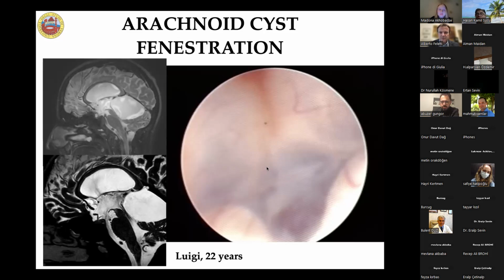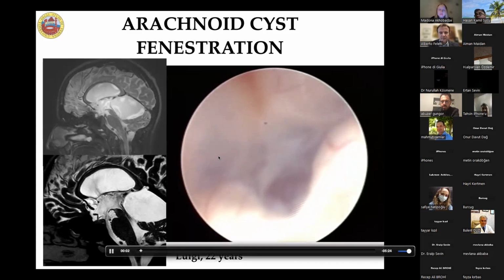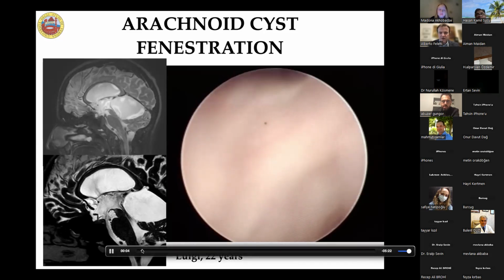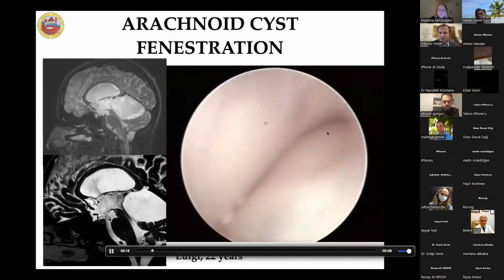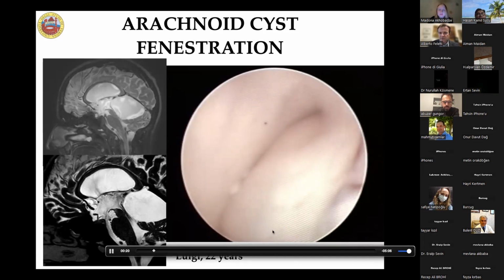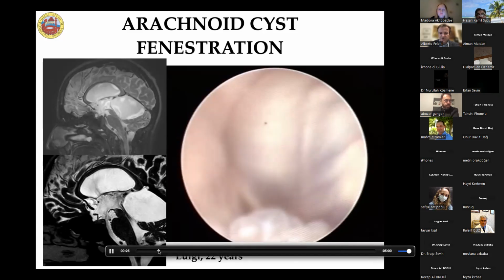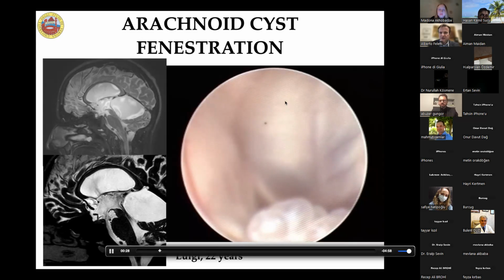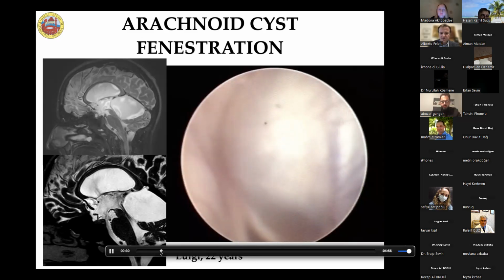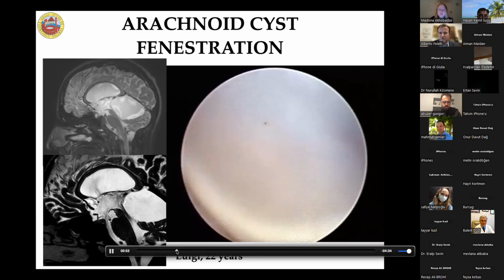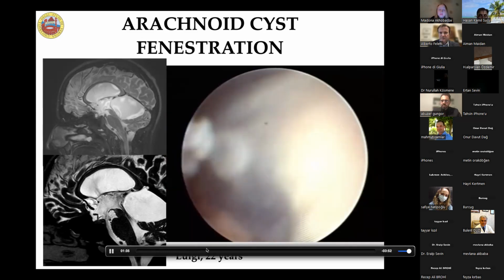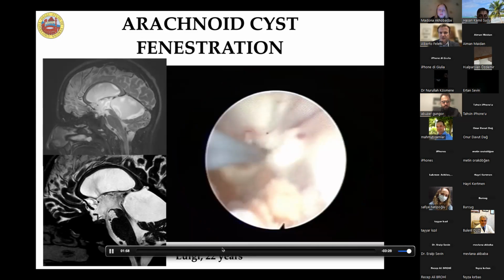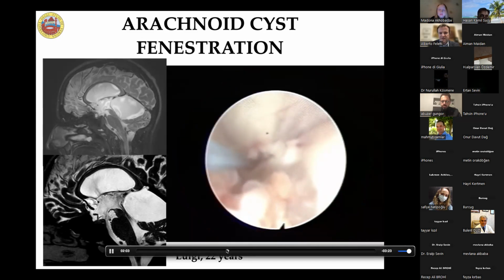In this patient, we did a frontal precoronal endoscopic approach with a flexible scope. As you can see, the aqueduct is compressed by the huge cyst in the posterior third of the third ventricle. And here you can see how big this cyst is in the third ventricle. I will move faster just to show you that I made a fenestration at the level of the suprapineal recess.